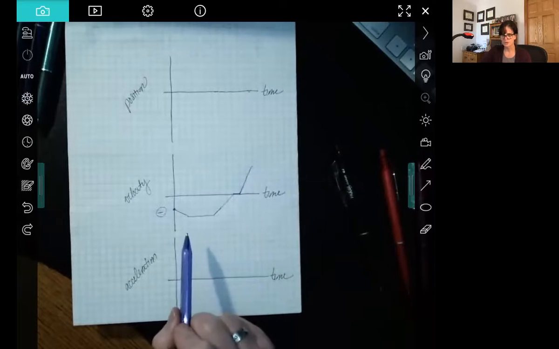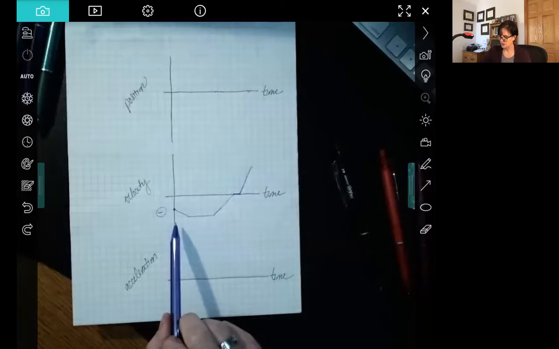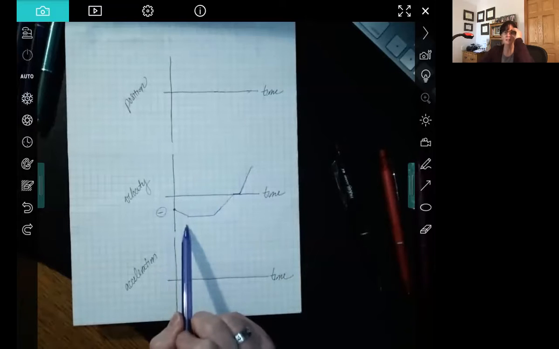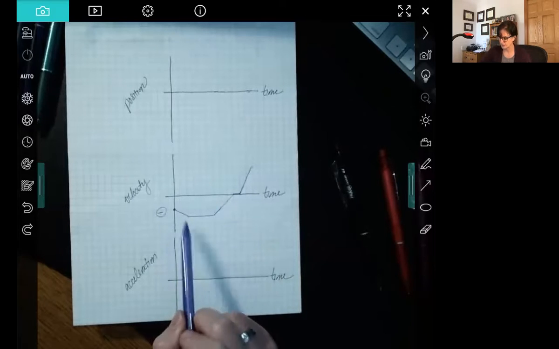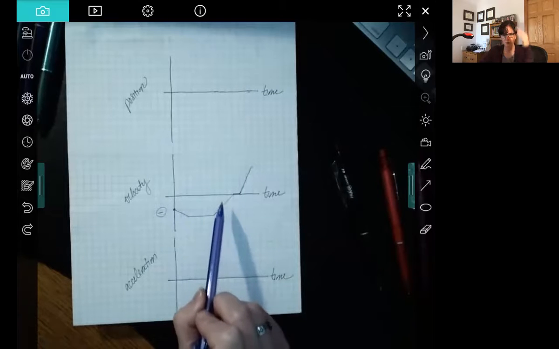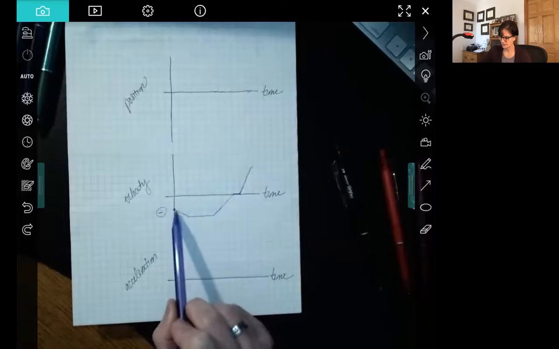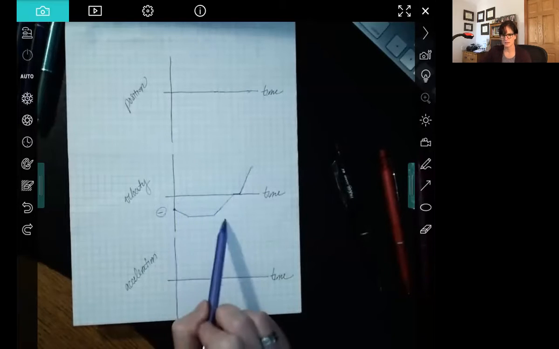All right, so we have motion now on both sides of the axis in velocity because we're moving in both directions. To begin with, we're moving from North Campus south. So we're moving in the south direction or negative velocities.